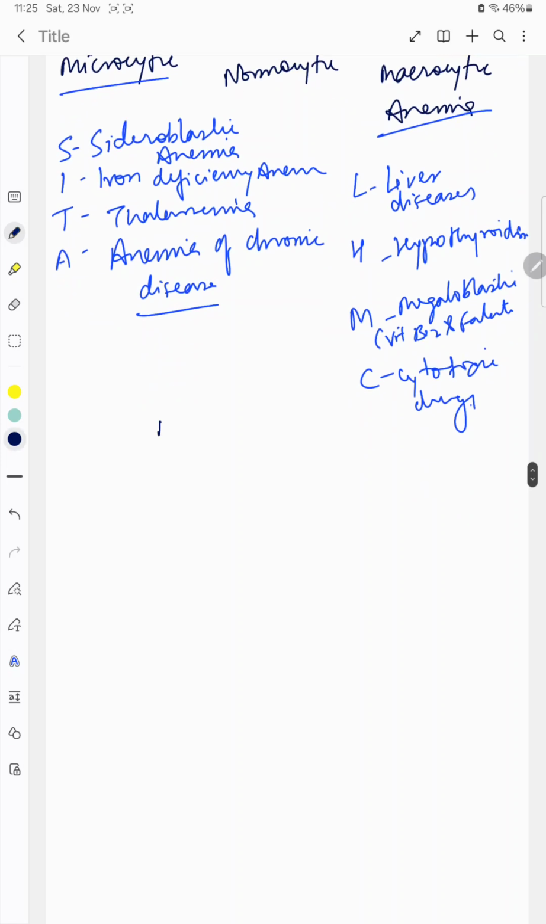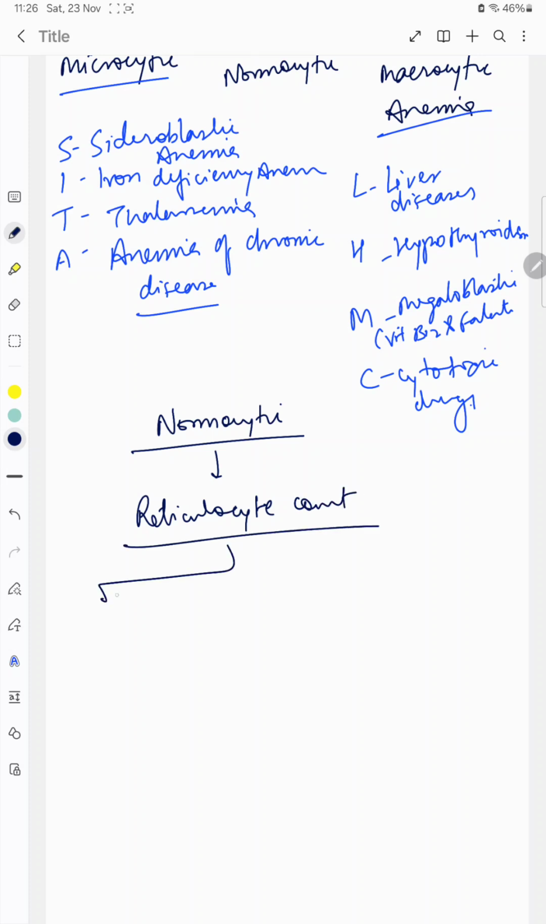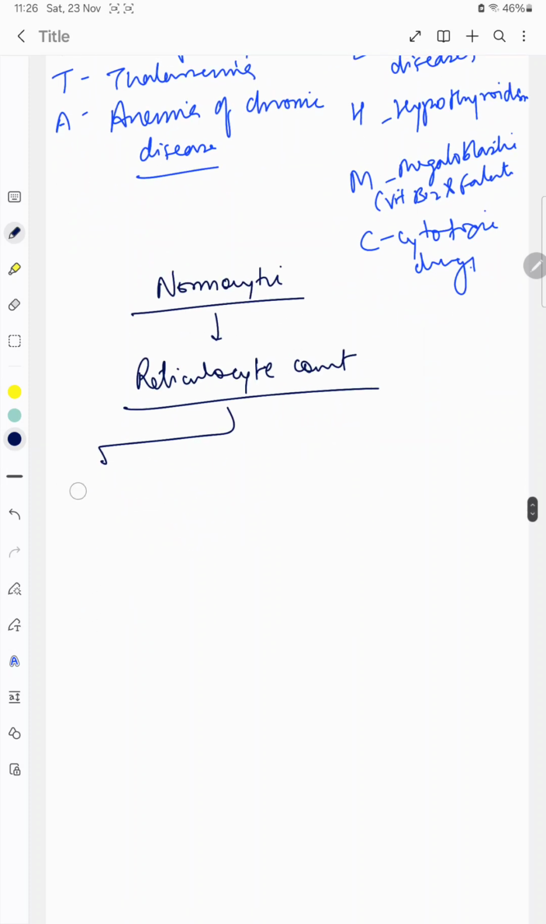Now we'll see the normocytic anemia. To classify normocytic, normochromic anemia, we perform reticulocyte count, which is increased in hemolytic picture or hemolytic anemias. We will separately discuss about the hemolytic anemia or classification of hemolytic anemia, how we approach hemolytic anemia.